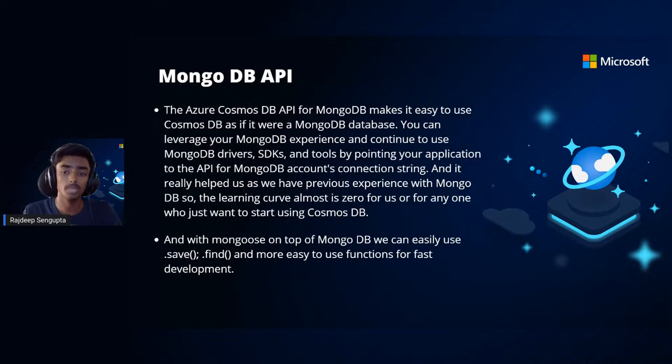Now, the next point is MongoDB API. The Azure Cosmos DB API for MongoDB makes it really easy to use Cosmos DB as if we are using a MongoDB database. You can leverage your MongoDB experience and continue to use MongoDB drivers, SDKs, and tools by pointing your application to the API for MongoDB account's connection string. And it really helped us as we have previous experience with MongoDB, so the learning curve is almost zero for us. And for anyone who has already experienced MongoDB, it's also going to be a zero learning path for using Cosmos DB. And with Mongoose on top of MongoDB, we can easily use .save, .find, and more easy to use fast functions for fast development.